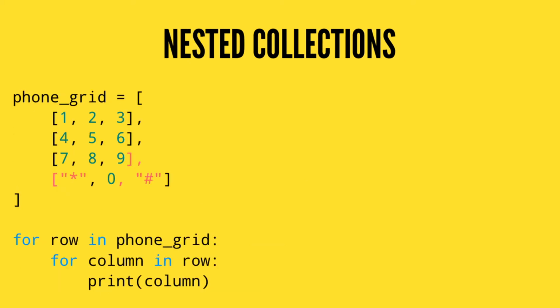Then we had nested collections, and this is where it got a bit more complicated because we were putting lists within lists. So here we had our phone grid, and we wanted to print out each number, and to do that we had to have one for loop to go through each row, and then we needed a for loop within that for loop to go through each row and print out each number.